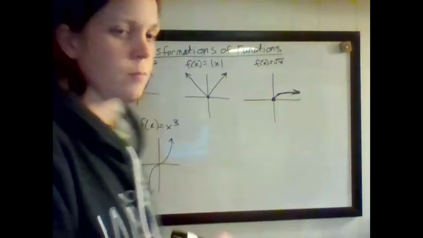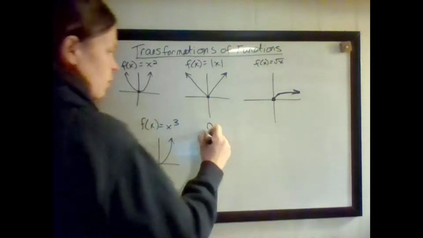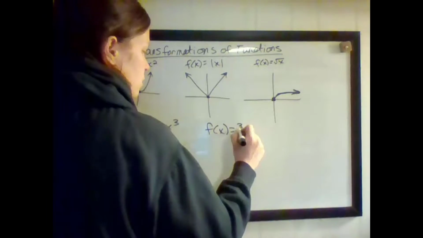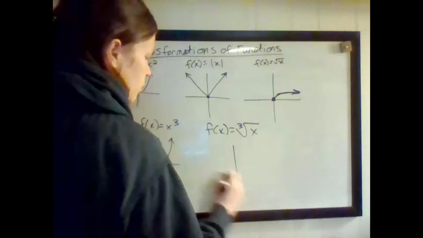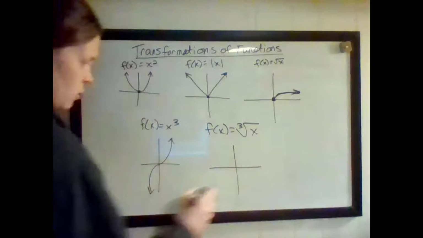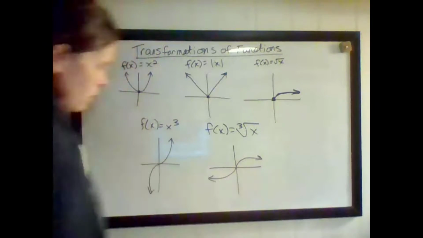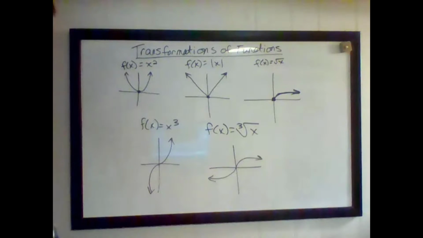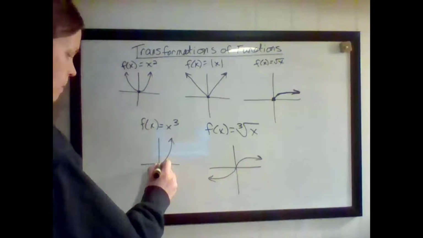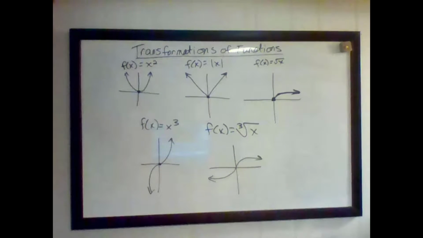And then how about cube root of x? This would be just the x cubed turned around. I think that's just reflected over the origin maybe? So these are some of the basic graphs we start with, some of the more common ones. There's more, but these are the most common.